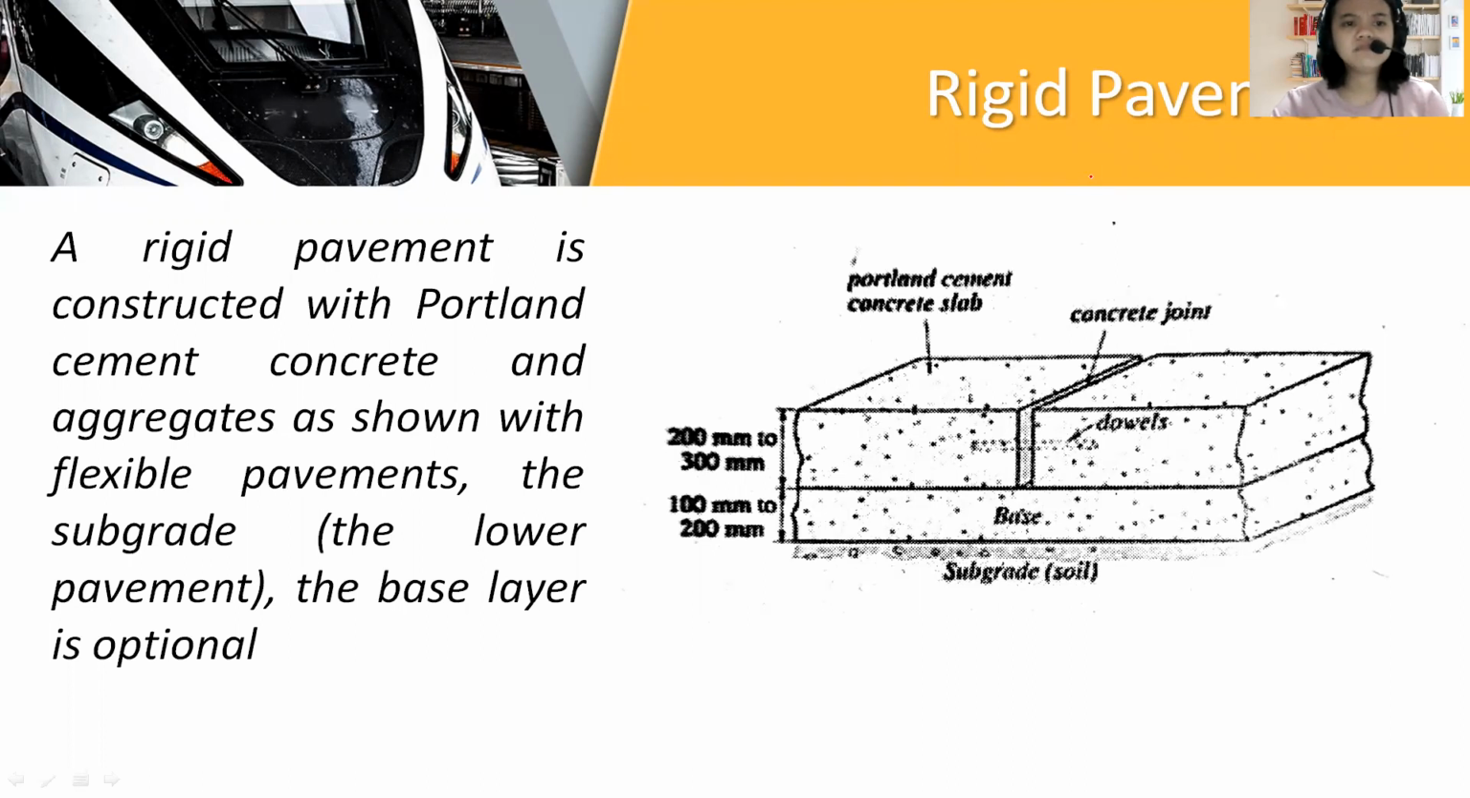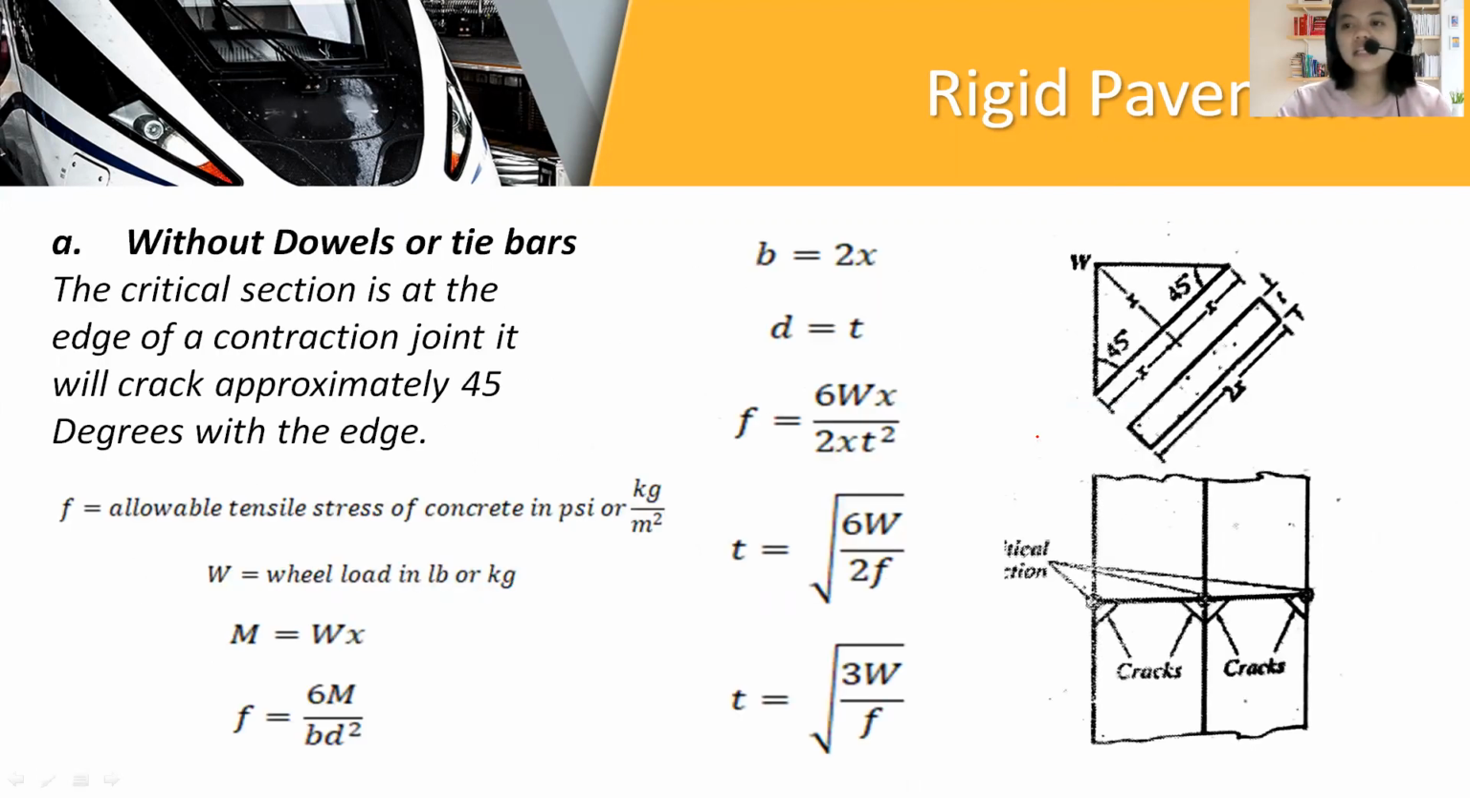Okay, so a rigid pavement is constructed with usually cement, no? And aggregates. So, meron tayong base, tapos ito na yung pavement natin, mas makapal yung pavement natin, and meron tayo usually na dowel. Kaya yung dowel, sobrang liit lang niya. Okay. So, una, without dowel. So, possible pala na yung mga daan talaga natin ay walang reinforcement. So, that is a rigid pavement without dowels or tie bars.